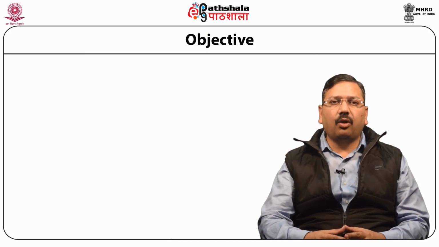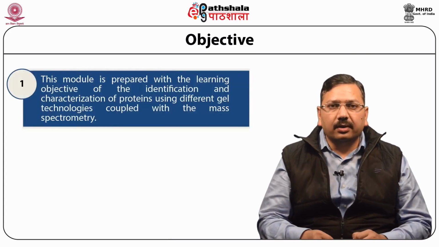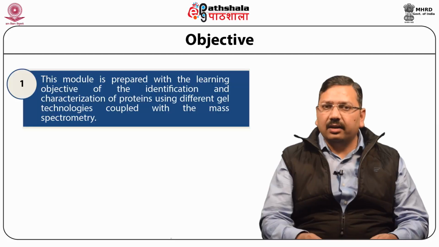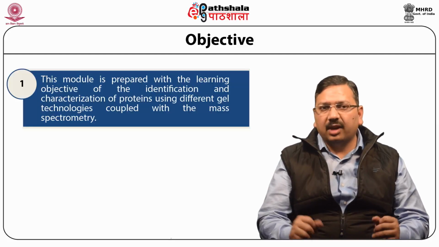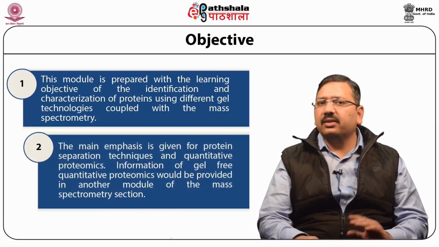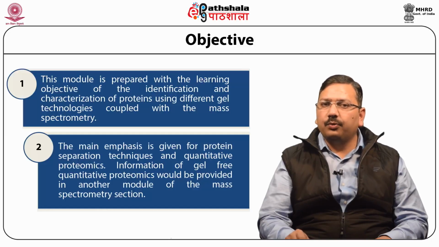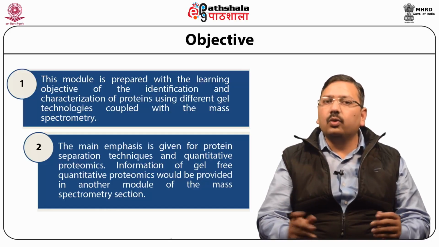The learning objectives of this module are to prepare for identification and characterization of proteins using different gel technologies coupled with mass spectrometry. The main emphasis is given to protein separation technologies and quantitative proteomics. Information related to gel-free quantitative proteomics would be provided in another module of the mass spectrometry section.